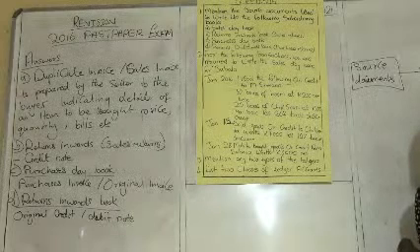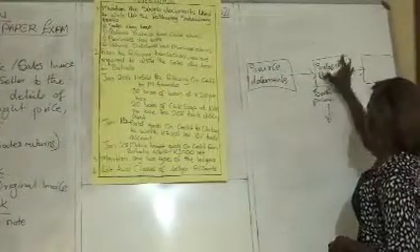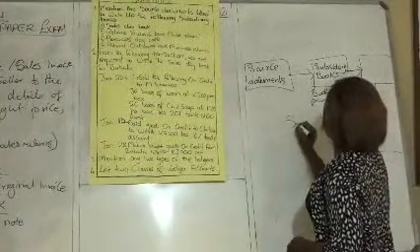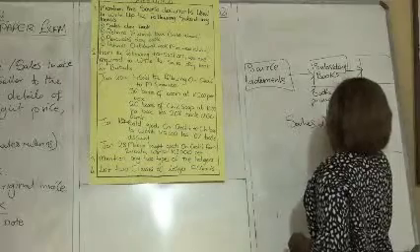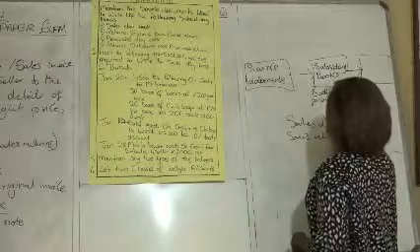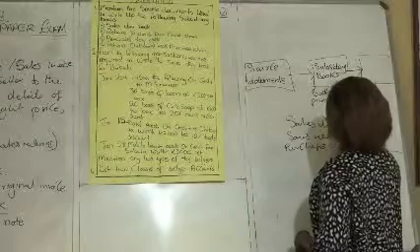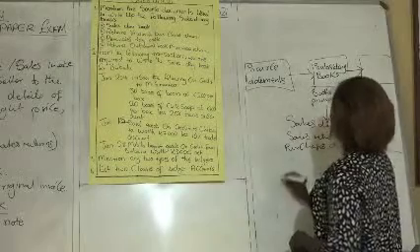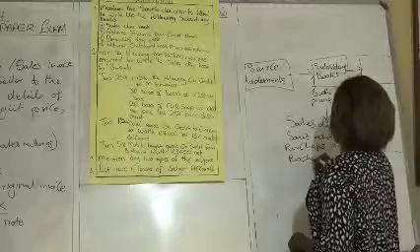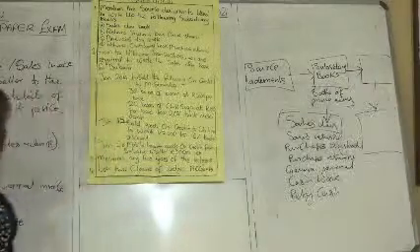Also known as books of prime entry. Examples of books found under the subsidiary books: we have the sales day book, sales returns, purchases day book, and purchases returns. Let us start with Bubala's sales day book.